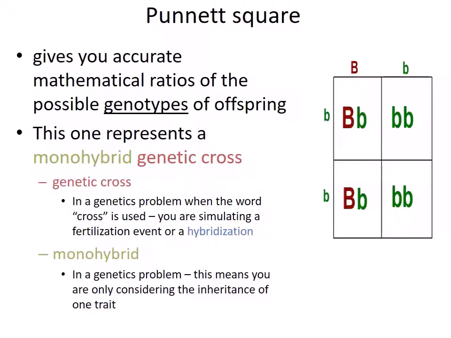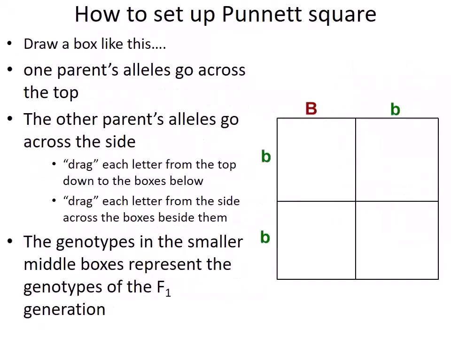We can use Punnett squares to get mathematical ratios of the possible genotypes of the offspring. This particular Punnett square represents a monohybrid genetic cross. Genetic cross means we're simulating a fertilization event or a hybridization, and monohybrid, mono is 1, so we're only looking at one trait at a time. To make a Punnett square, you draw a box, and one parent's alleles go across the top of the box, and the other parent's alleles go along the side of the box, and then you drag the letters from the top down to the boxes below.